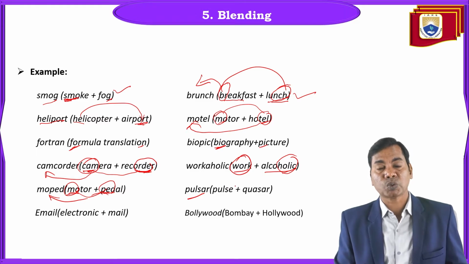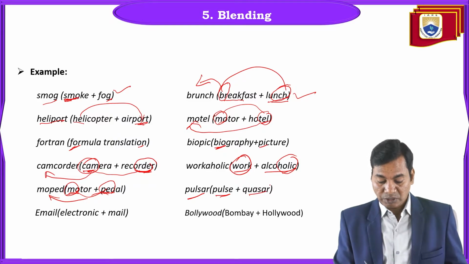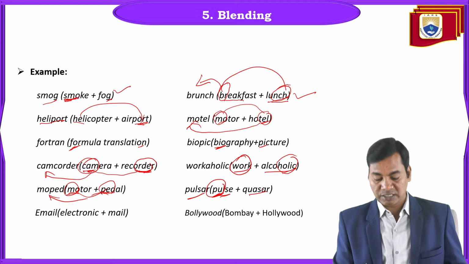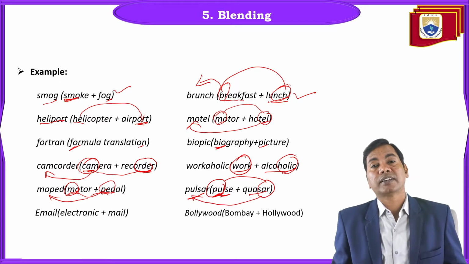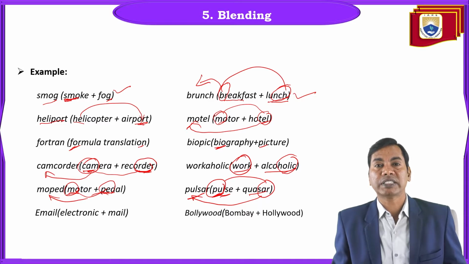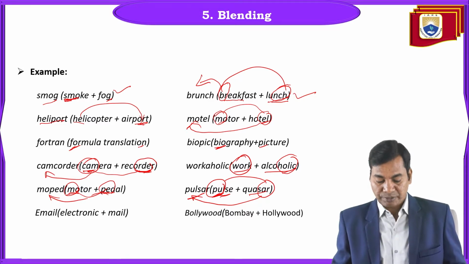So what are those two words for this pulsar? One is pulse and the second one is quasar. From the word pulse, I've taken pul, the initial part, and from the second word quasar, I've taken sar, the ending part. So by combining these two, we have got the new word pulsar. We have created this word pulsar using the process of blending.